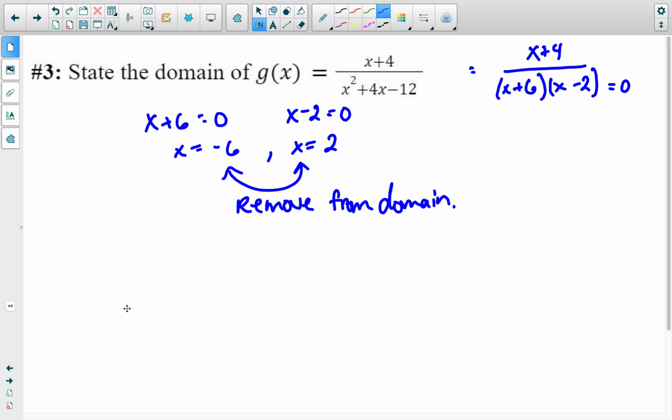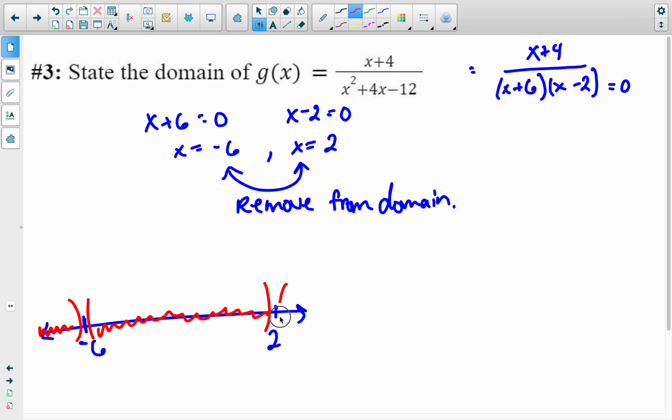Again, going back to your number line, negative 6 is here, 2 is somewhere up here. We are fine up until we reach negative 6. We are fine after negative 6, and then we are fine after 2, but we need to skip over those values. So in interval notation from left to right, we go from negative infinity up to negative 6, parentheses on both ends, union, and then the values in between.